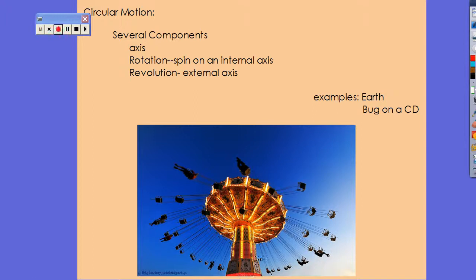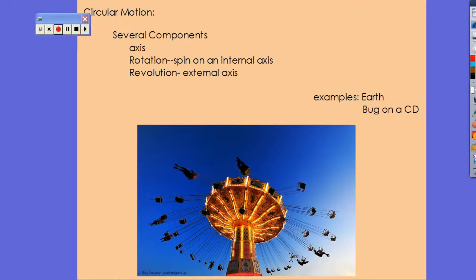We have the revolution, which is the external axis, which would be the people on the swings, and the rotation, which actually happens to be this particular part of our ride here. Now, you're going to be creating, or should have already created, your models of rotation, revolution, and the axis for circular motion. Now, the most important thing to remember is that rotation is on the internal axis and revolution is on the external axis. So you're going to see this on the Earth or on a bug on a CD.